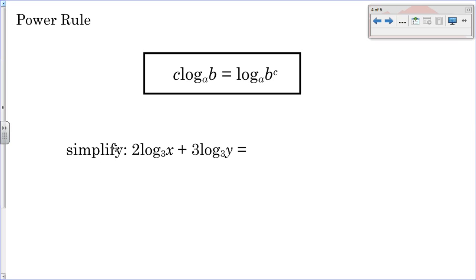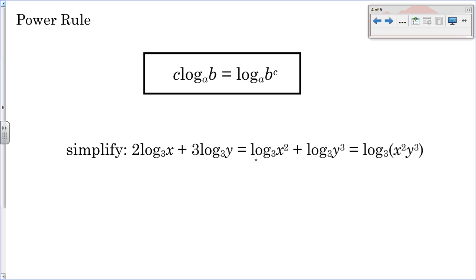So let's simplify this: 2 times the log base 3 of x plus 3 times the log base 3 of y. Before, with the addition rule, we can't do this. But if we apply the power rule, those exponents will lift up, and it'll be the log base 3 of x squared, because the 2 becomes the exponent on the x, plus the log base 3 of y cubed. That 3 comes up and becomes the exponent on y.